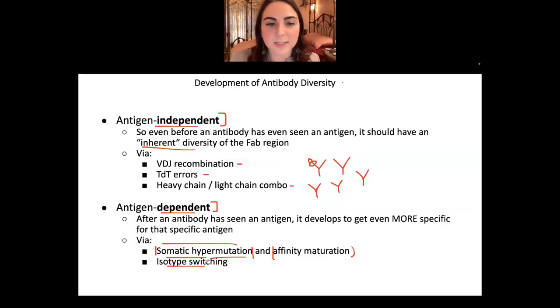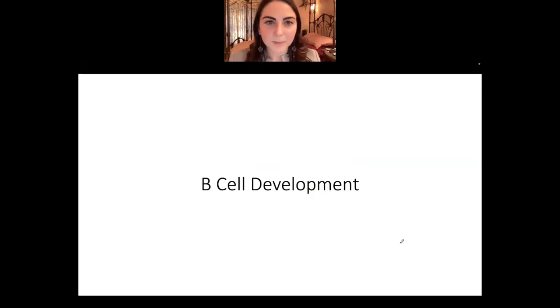And then isotype switching is like, let's say we need more, I don't know, IgE. You can switch from one class of antibody to another. And again, we'll talk about that. Okay, so this is the outline of what we're going to go into. So let's talk about B cell development.